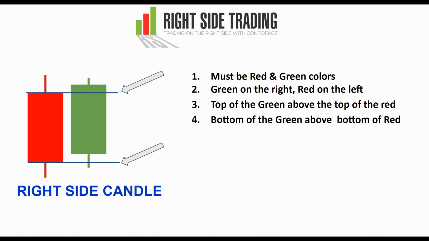That makes sense? Take a screenshot of this, write this down if you have to. Please understand this. This is what we consider to be a right side candle. So when people say buy the dip, buy the dip, buy the dip, they'll buy on the red candle. I don't buy on the red candle. I wait till I see a right side candle. Okay. Now, once I see a right side candle, that's the first part. That's the exciting part.